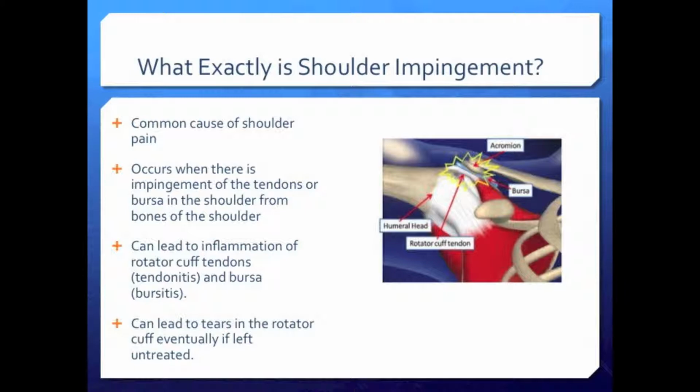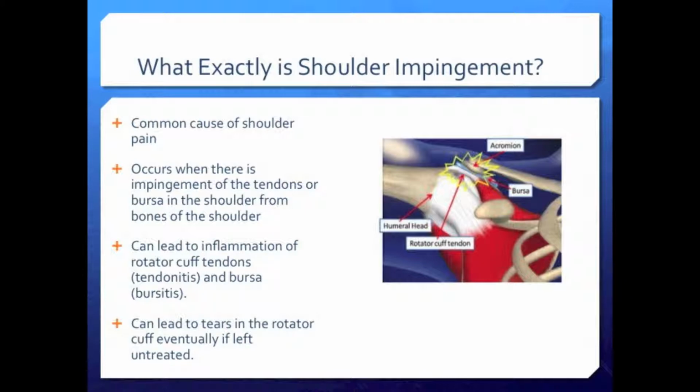What exactly is shoulder impingement? Shoulder impingement is when the head of the humerus, or your shoulder bone, pushes up against your collarbone and squishes the material in between. And this is usually muscle, tendon, and bursa, which is just a fluid-filled sac that helps things glide better in that region.